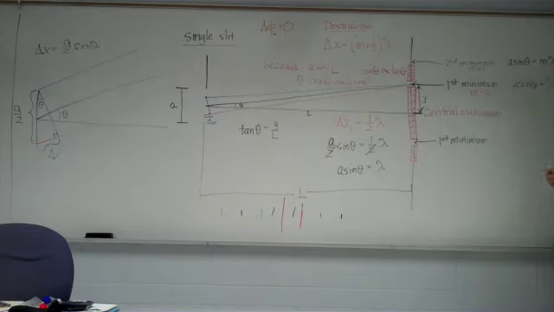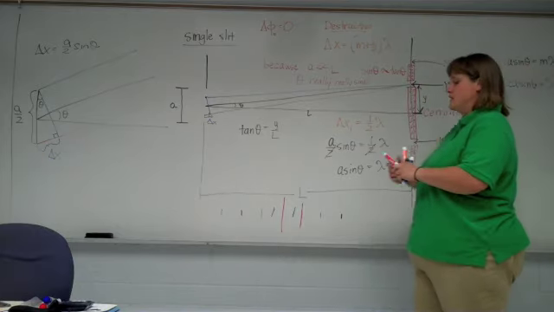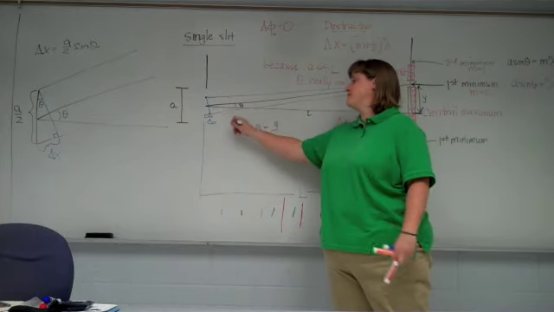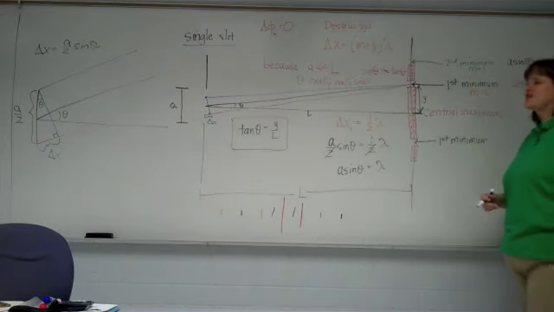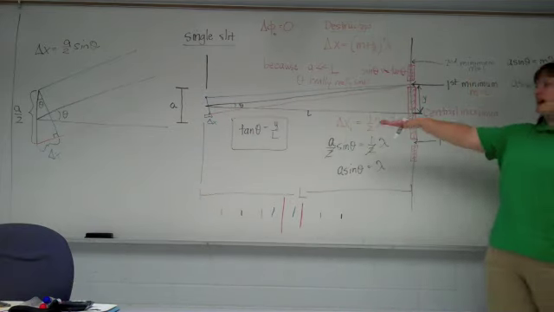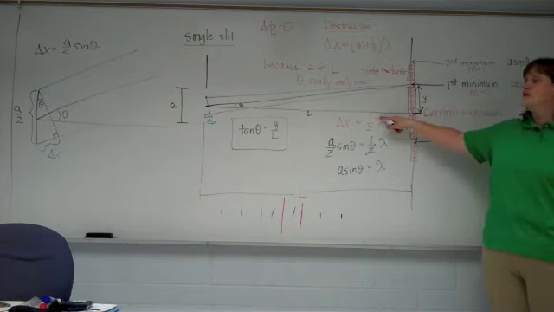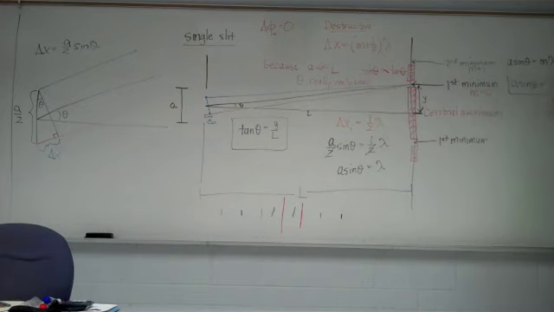What that allows us to do is to take this relationship, that's just from the geometry of the problem. The tangent of theta is Y over L. And to take this equation for our first dark spot, combine them together. Since the sine of theta and the tangent of theta are pretty much the same thing, I'm going to put Y over L in for sine.